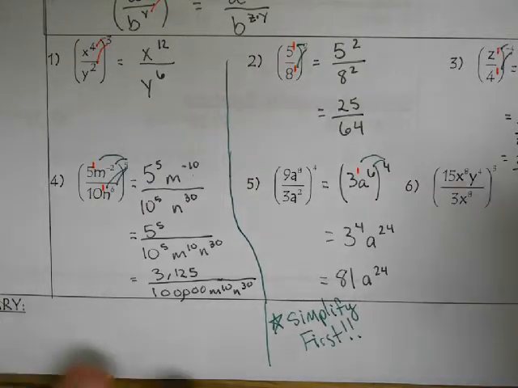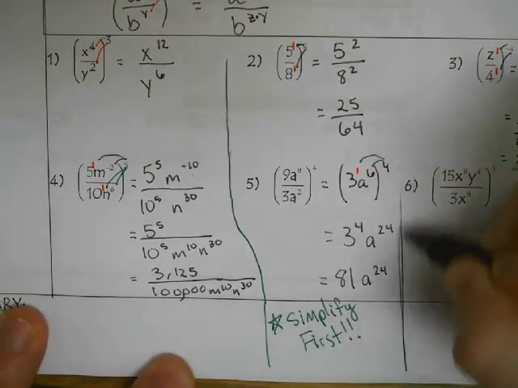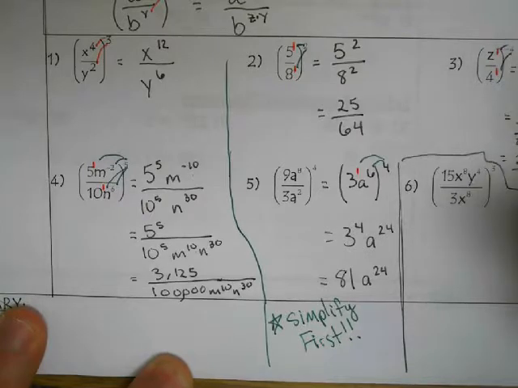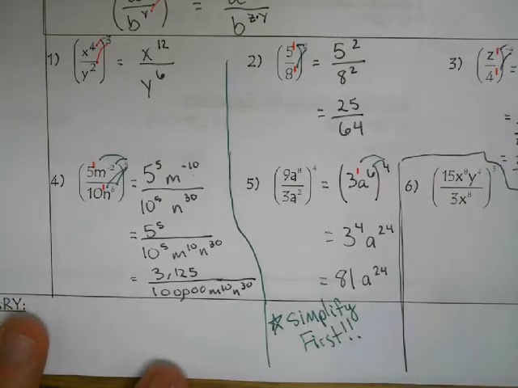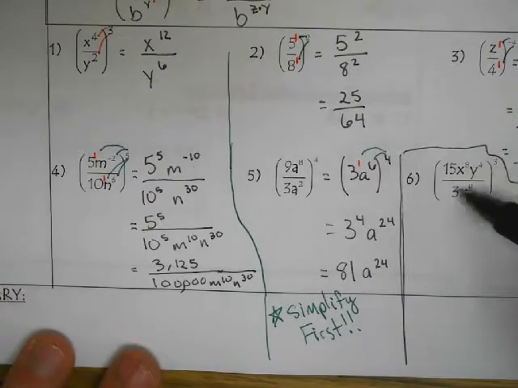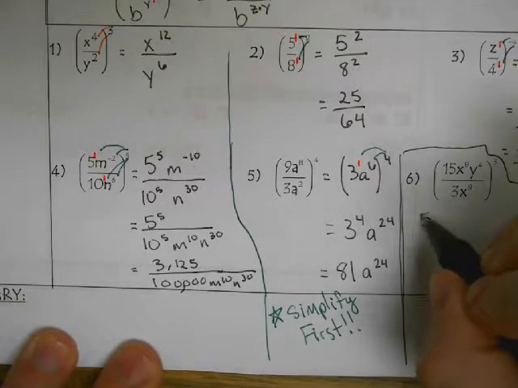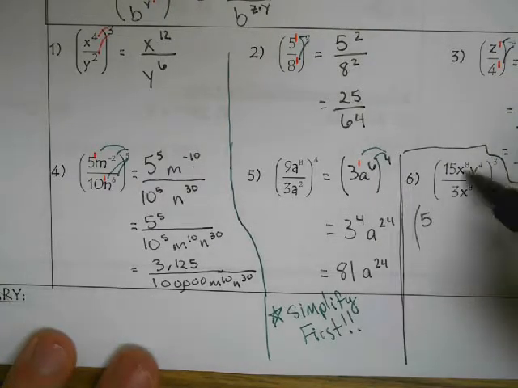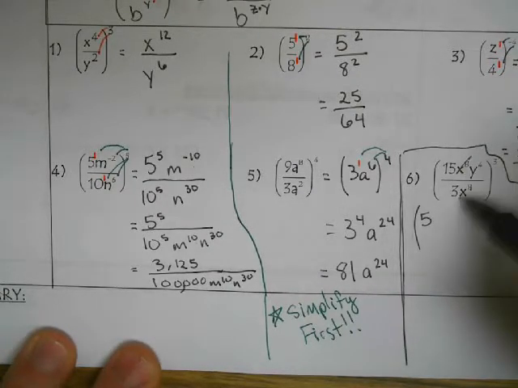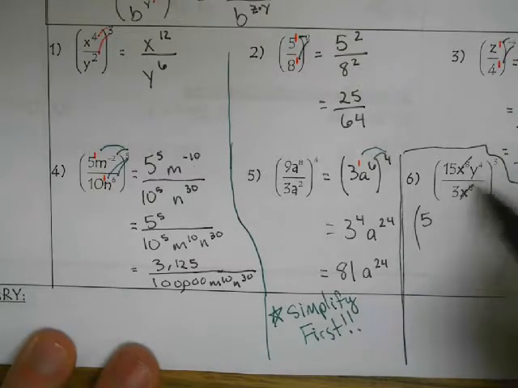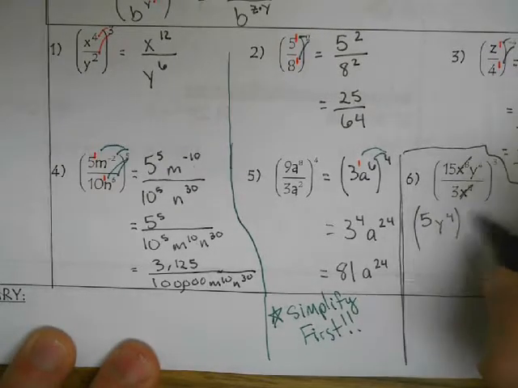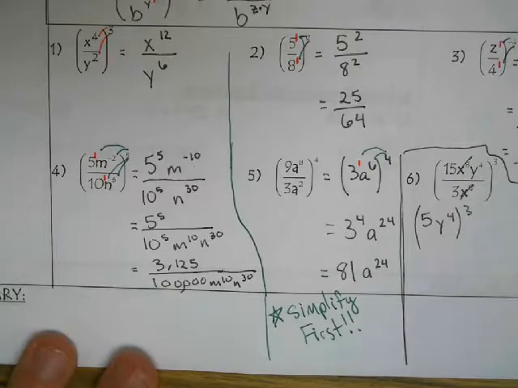Okay, so let's see what we can do here. So first thing we'll do is simplify first. I have 15 over 3, that becomes a 5. And then I have x to the 8th over x to the 8th, 8 minus 8 is 0. So those cancel each other out because that'll become 1. And the y to the 4th just stays y to the 4th. And then we have our exponent of 3.